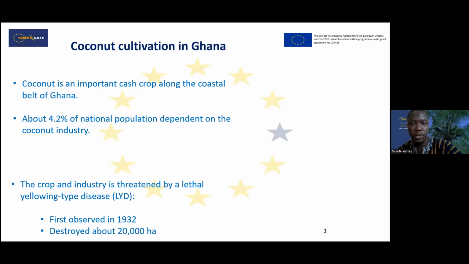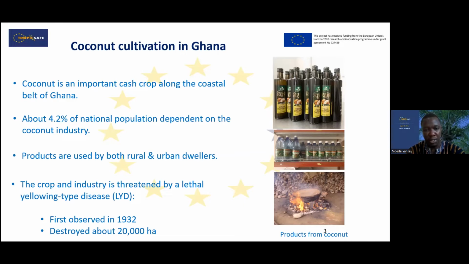This is particularly so because in the coastal areas of Ghana, the soils are poor and not many crops can grow there, but the coconut thrives in this area. The palm supports about 4.2% of the national population, and the products are used by all sectors of society. If you look at the coconut oil here, the top one can be purchased by the affluent in society. This one can be purchased by the middle class, the working class, and this is the village level technology. So all sectors of society use the coconut products.